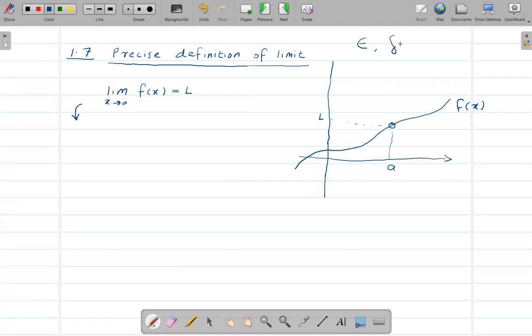I see most of the students get confused on this epsilon delta. What is epsilon? What is delta? You know, it's confusing. I know even when I was taking this class, it was confusing to me as well. So I can understand why this is confusing. But I'll try my best to make it simple.